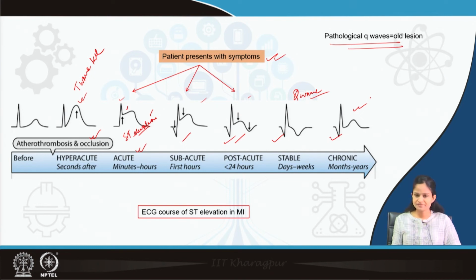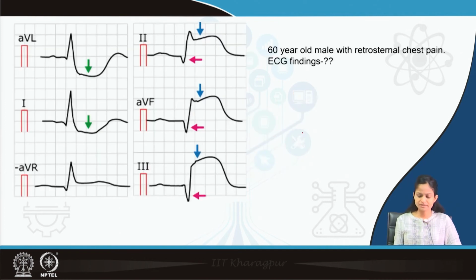So, this is how ECG progression takes place in case of MI. Initially tall T waves, then ST elevations during the acute phases, then T wave inversion occurs, then you get to see the Q waves, and the T wave inversions usually resolve with chronicity. So, this is a 60-year-old male with retrosternal chest pain. He has come with this in the emergency and we get to see certain changes in the ECG. First and foremost we get to see these are the Q waves.